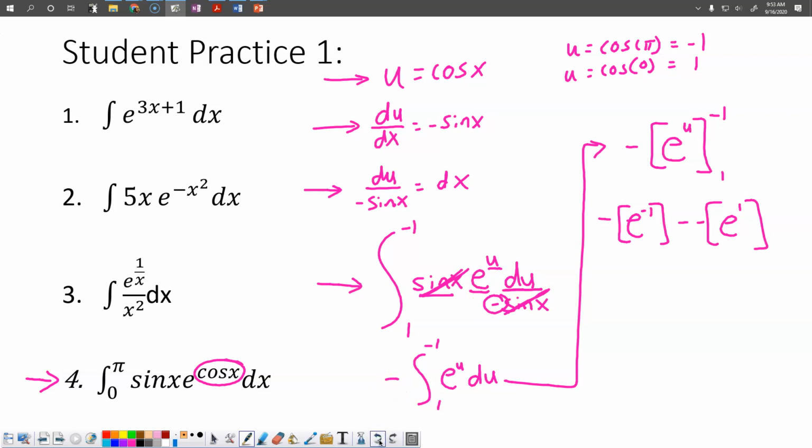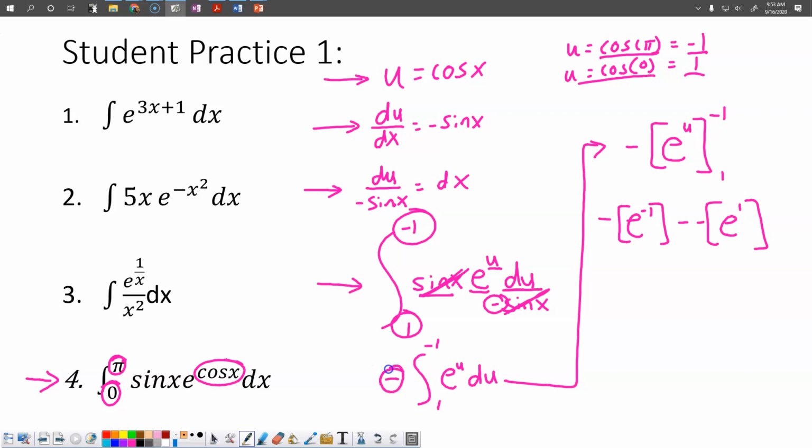But we also need to fix our limits. My limits were pi and 0. So if you plug pi into cosine, you get negative 1. So now pi becomes negative 1. And then we're also going to plug in 0. Cosine of 0 is positive 1. So the 0 becomes positive 1. So now my limits are from 1 to negative 1, which is interesting. They're backwards. Usually the bigger one's on top, smaller one's on the bottom. But in this case, that's not how it's coming out. So we're going to leave it just as it is.